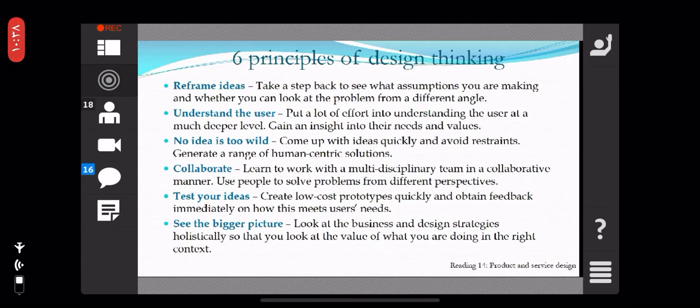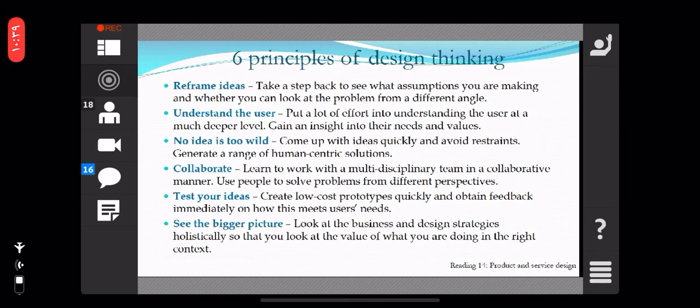Understand the user. Put a lot of effort into understanding the user at a much deeper level. Who is the user? Of course, the customers, the people. Gain insights into their needs and values, meaning that try to understand what exactly they are looking for, what exactly they need.